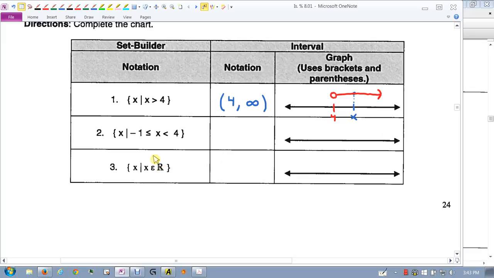All right, how about this one? The set of all x's such that, how do we read this? Negative 1 is less than or equal to x, but that x must also be less than 4. So the value that you have is smashed between two things, negative 1 and 4, but to include negative 1. So over here on a number line, let's write down negative 1 and let's write down 4.